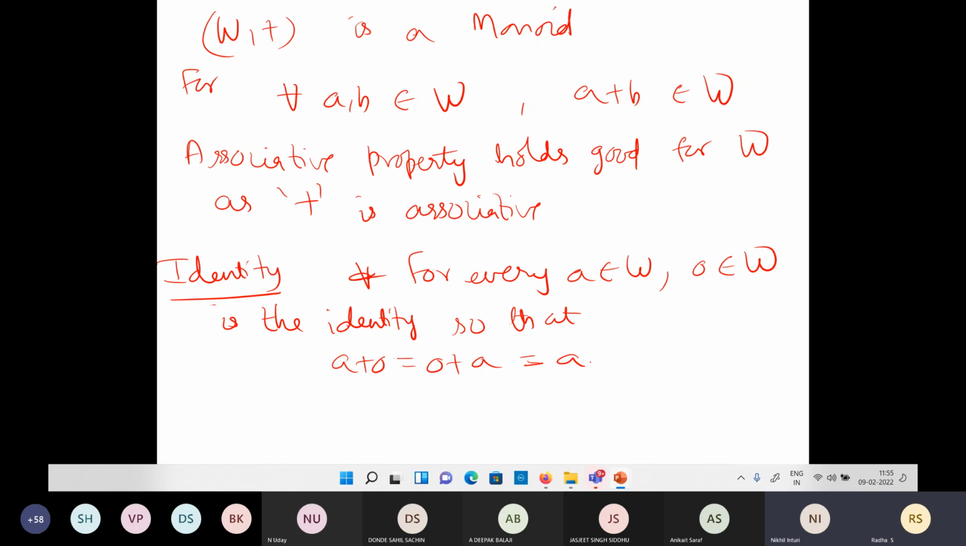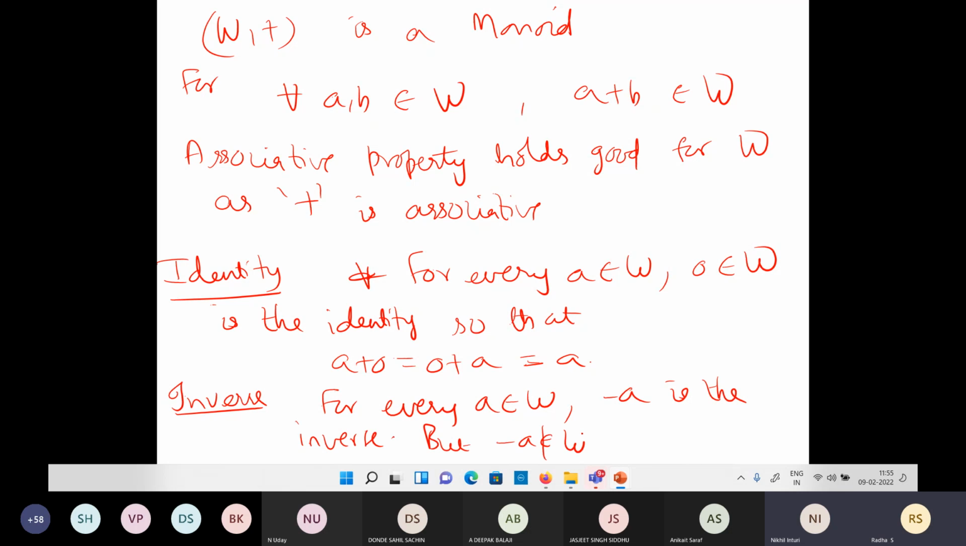So will the inverse exist here? What could be the inverse? For every A in W, minus A is the inverse. But minus A does not belong to W, right? If 1 is there in W, will minus 1 be there in W? No. Clear?